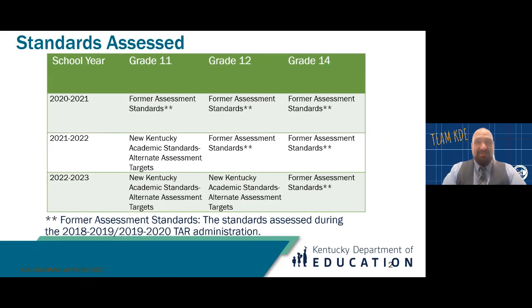Let's talk about standards assessed. Last year, the TAR would have been based on former Kentucky content standards. Now, beginning in the 2021-2022 school year, students in 11th grade taking the TAR for the first time will be taking a version of the TAR written to the new Kentucky academic standards and targets. Students in 12th or 14th grade who did not meet benchmark in 2021 and who do not have an assigned graduation code will take the TAR written to the previous Kentucky academic assessment standards. In 2022-2023, students in 11th and 12th grade taking the TAR will take the assessment based on new standards, and only students taking the TAR in grade 14 will take the assessment based on previous standards.